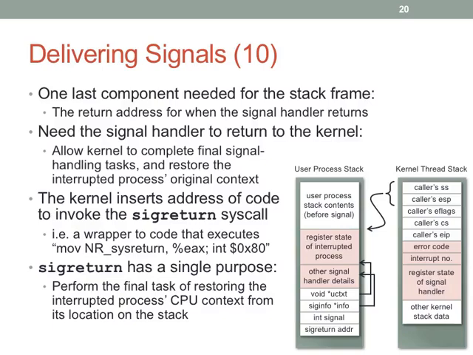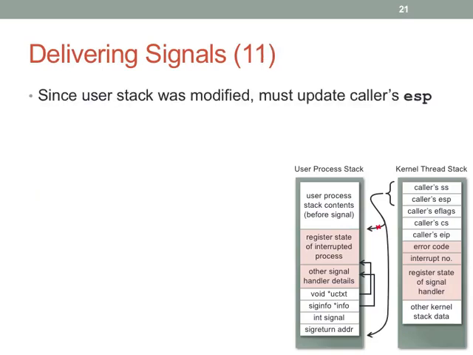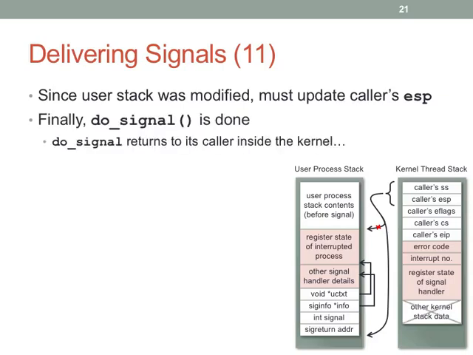Okay, any questions about that? Hopefully it's all clear. Now, we've modified the user stack, and so you can see that the details on the kernel stack now do not correspond to the new state of the user process stack, so we have to modify that so that when we iret back or we sysleave back, we restore the stack pointer correctly. And now doSignal is done. So it returns to its caller.